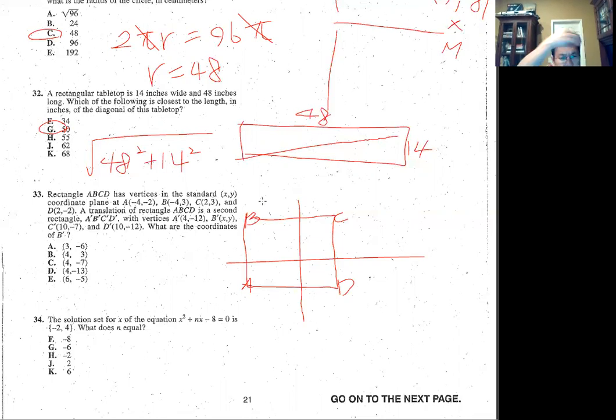And then the translation of rectangle ABCD, the second rectangle, this one. So A prime is 4 comma negative 12. So this is A prime. And then B is this. C is 10 minus 7. A prime. And then D is 10 minus 12. So this is D. So then we can find it this way too.